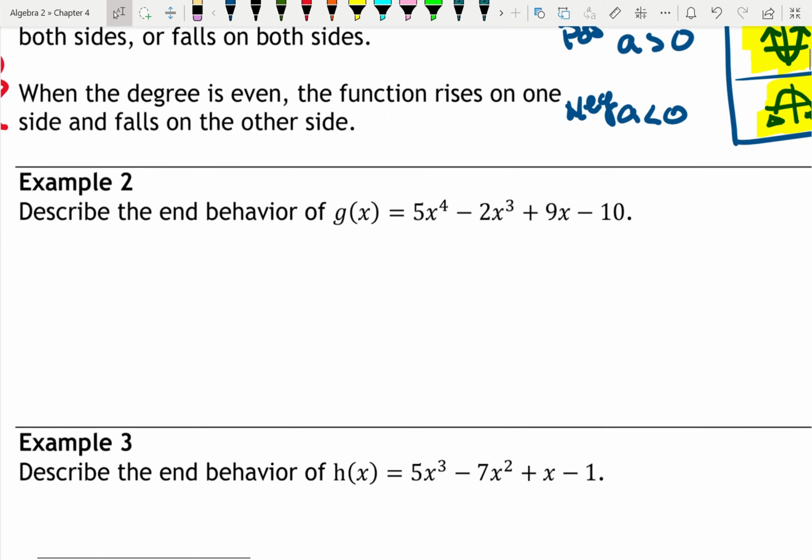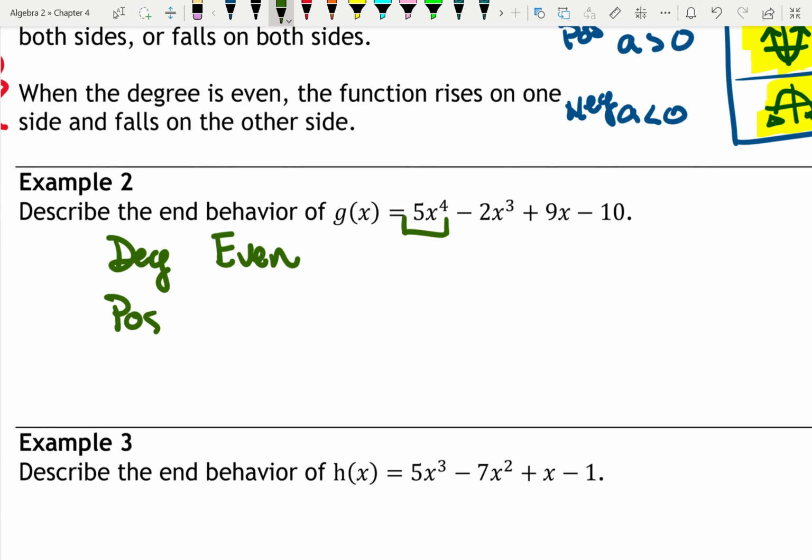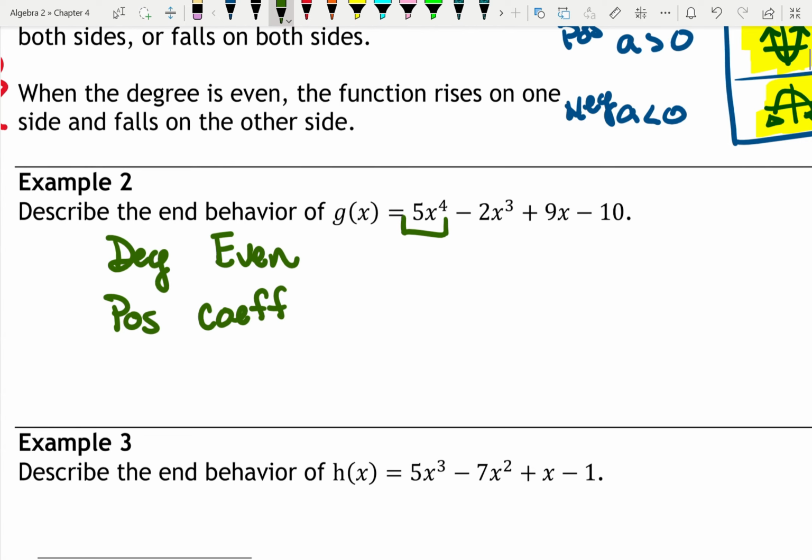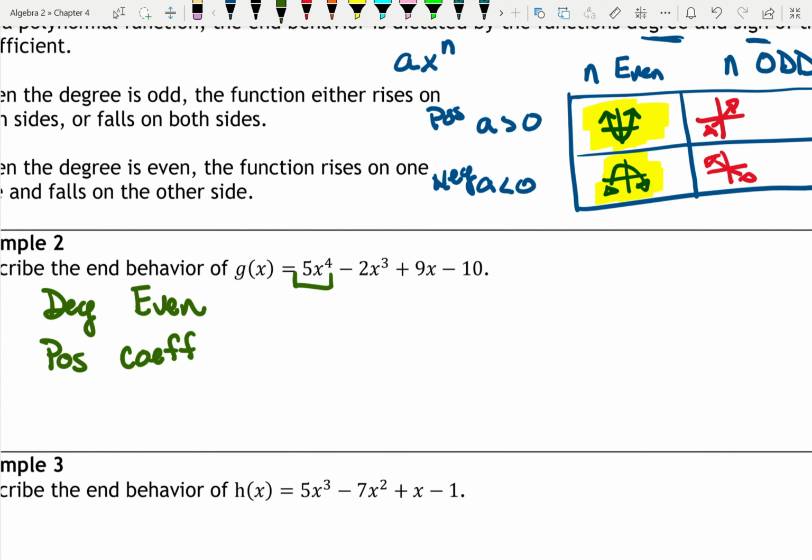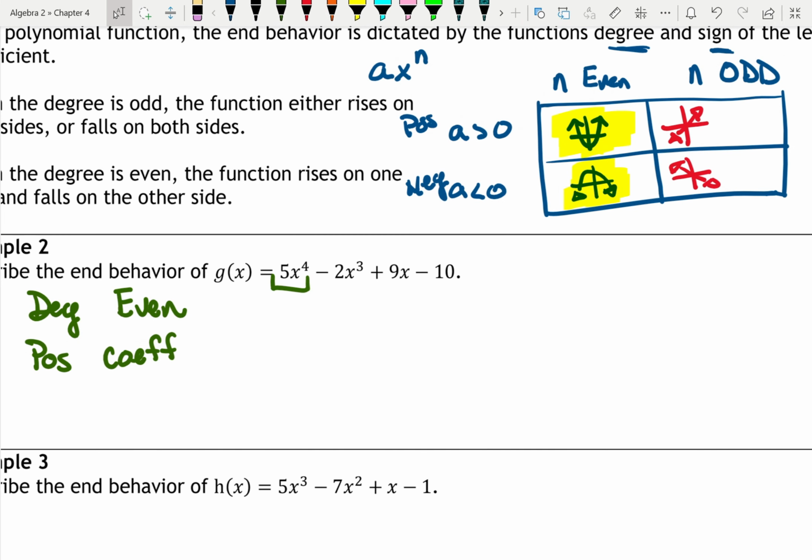Describe the end behavior of this function here. So this function, we really only care about the leading term, the 5x to the fourth. The degree is even. To have an even degree means that it's going to look roughly like a parabola, right? On the edges, it's going to look like a parabola. And then it has a positive coefficient. That 5 is called the leading coefficient, the positive coefficient. So if we look back at our chart, we're looking at an even with a positive a. That's going to be the upper left corner.